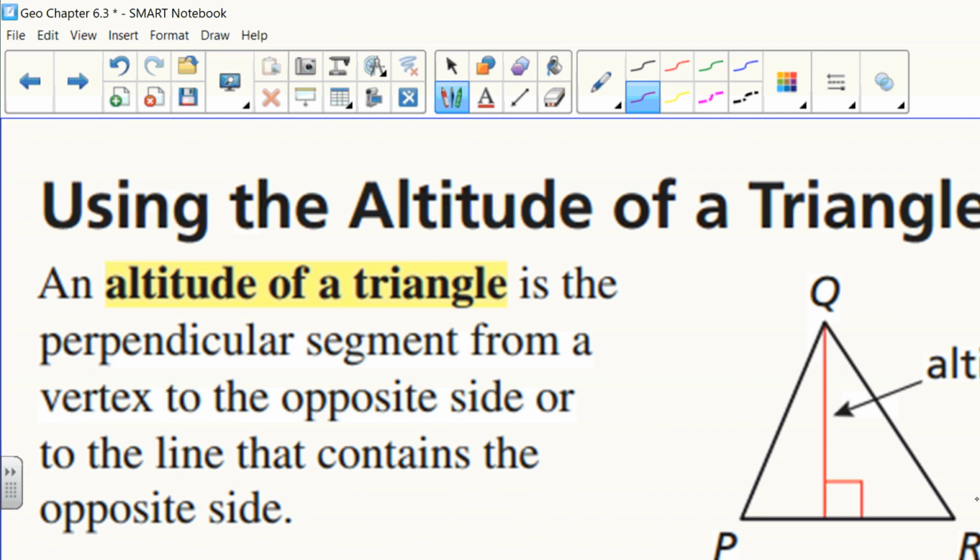Now, the altitude of a triangle is the perpendicular segment from the vertex to the opposite side. The altitude of a triangle is not always going to be contained inside the triangle, because if it is an obtuse triangle, the altitude may be outside the triangle. The height of it can be outside, or it could be inside. Any questions on this here?